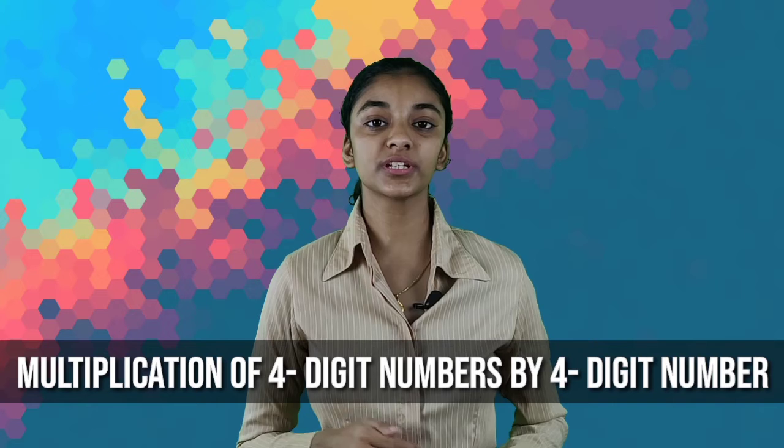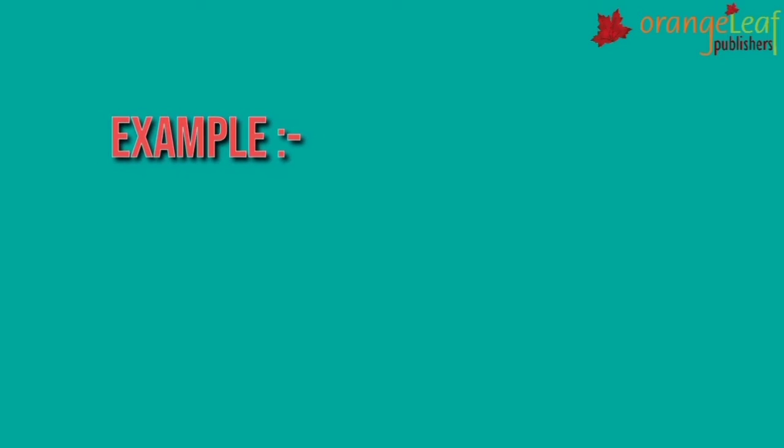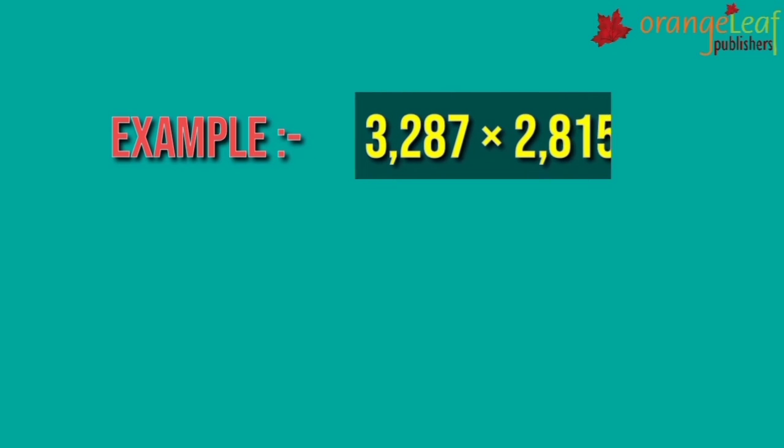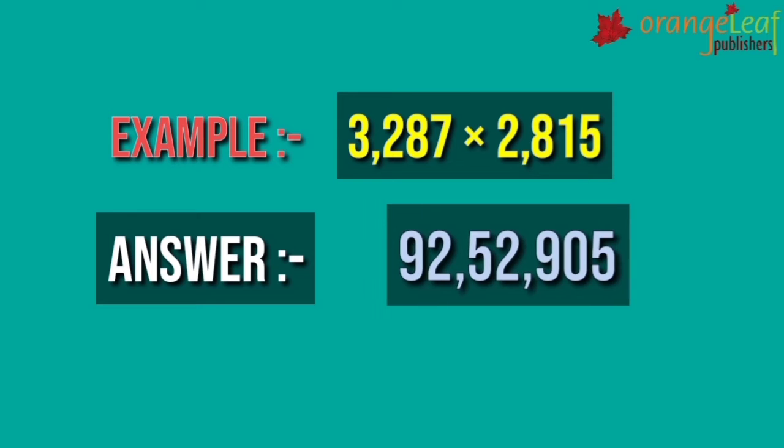Multiplication of 4-digit numbers by a 4-digit number. Here's an example. Multiply 3,287 by 2,815. You will get the answer as 92,52,905.